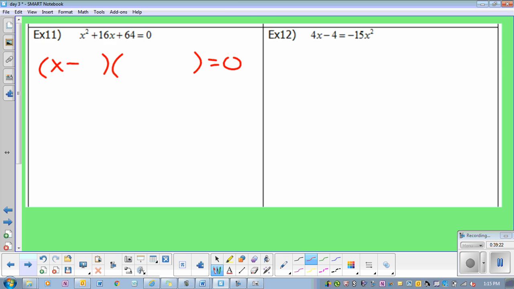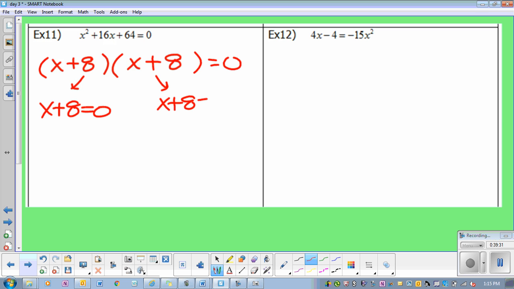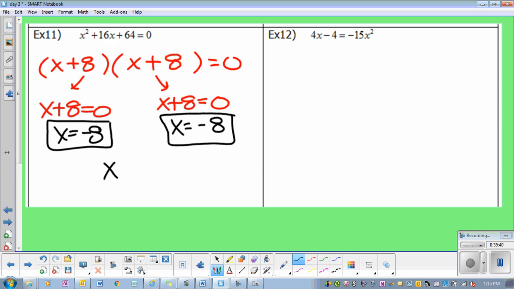Alright, this one is the same situation. You have the same exact factors. So you have x equals negative 8 twice. Alright? This is a special case. It's called a double root, but we'll get to that later.